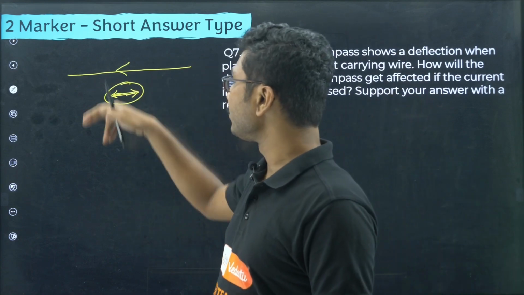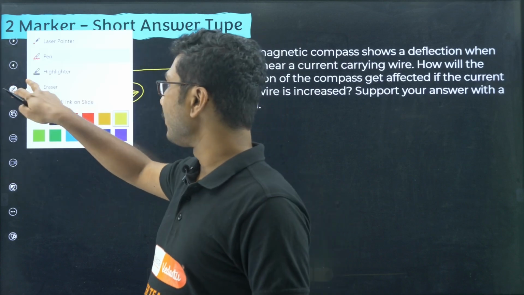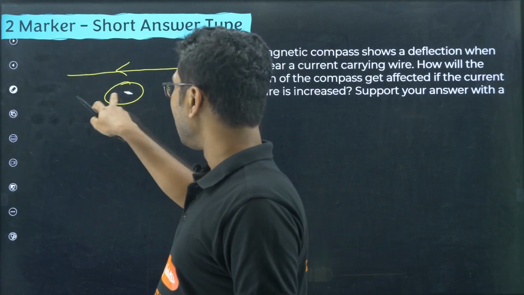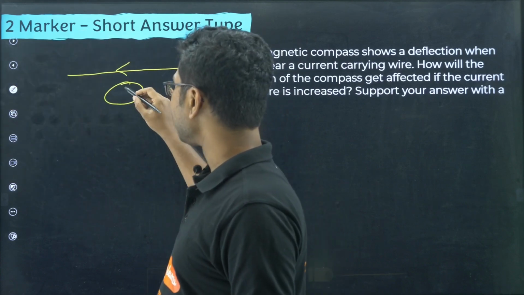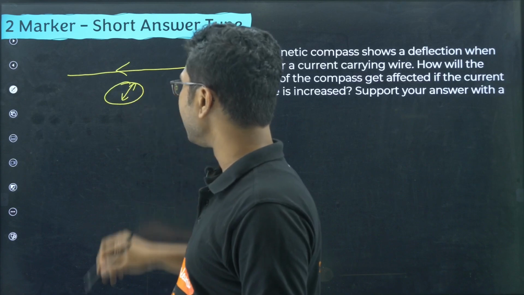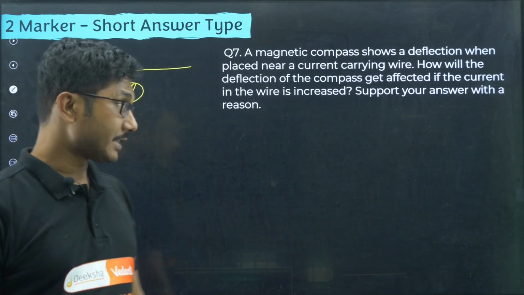As soon as you start the current in the circuit, this magnetic needle deflects in some direction, not a random direction. You can actually find which direction it will deflect.